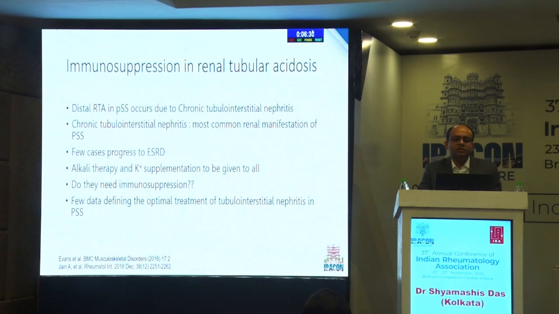So what about immunosuppression in renal tubular acidosis? Distal RTA in Sjogren's occurs due to chronic tubulointerstitial nephritis, which is the most common renal manifestation in Sjogren's, and a few cases progress to end stage renal disease. Alkali therapy and potassium supplementation are the mainstay of treatment. So when do we need immunosuppression for these patients? There are few data which can help us decide when to start immunosuppressives in these patients of Sjogren's with RTA.